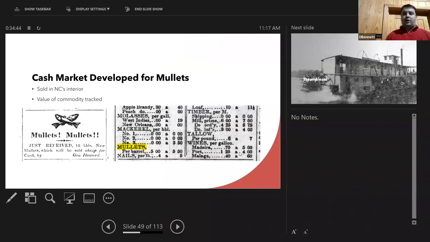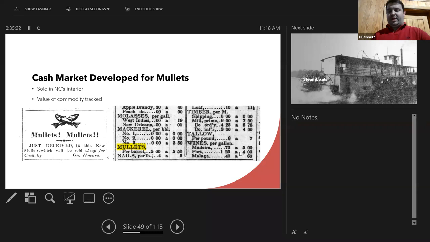There was also a cash market that had existed during the colonial period for mullet, but it really expanded during the antebellum period due to expansion in transportation. If you're inland and you open up one of these inland newspapers in North Carolina, you go to a section where they listed the current value of a variety of commodities like timber, turpentine, molasses, whatever. And there's also mullet and other fish that were listed in there as well.